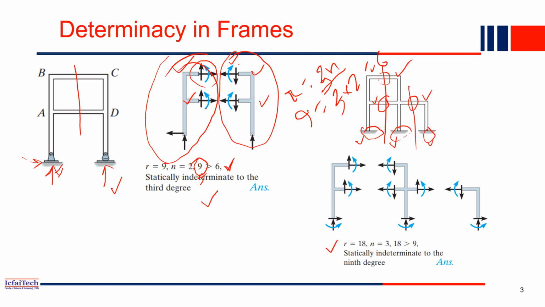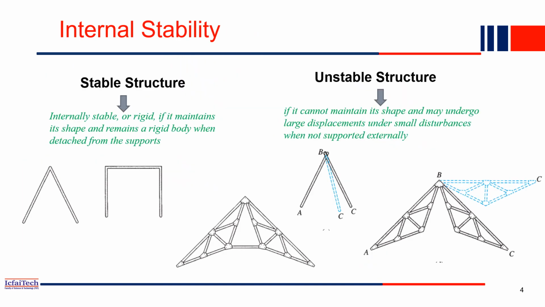And how many sections, how many parts do you have? One part, the middle part, and the third part. So 3 parts, n is equal to 3. So 3 into 3 is 9, and 18 unknowns, 9 equations. So this is an indeterminate structure of order 9. Now we'll discuss internal stability. Earlier, whatever we discussed was the statical indeterminacy of the structure.